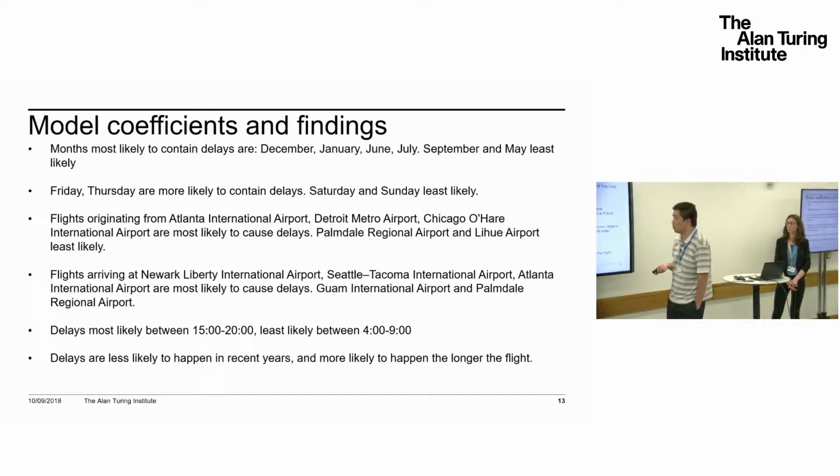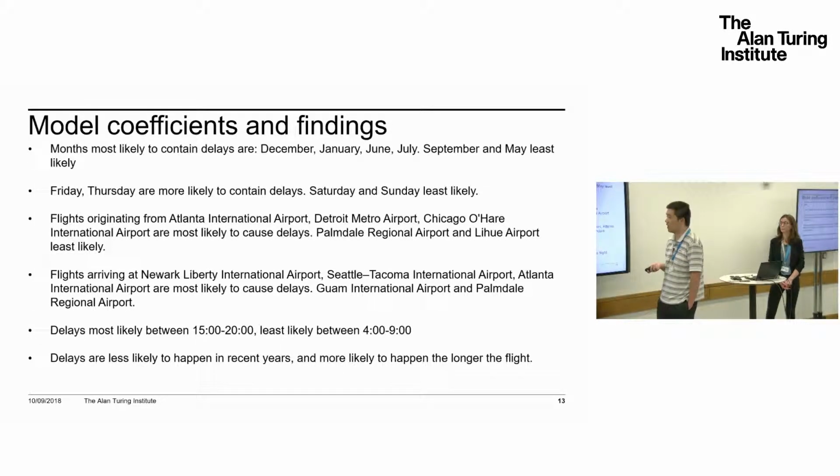To summarize the model coefficients and findings, we found that the months most likely to contain delays are December, January, June, and July, which is kind of what you expect, right? Because this is around the winter holidays and also the summer, and September and May ended up being the least likely. Friday and Thursday are most likely to contain delays, while Saturday and Sunday are least likely. It's somewhat surprising, but maybe not that. Maybe there is a reason why Friday and Thursday are a bit busier than other times.